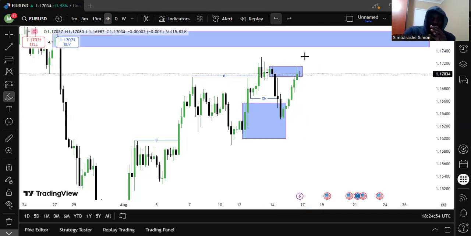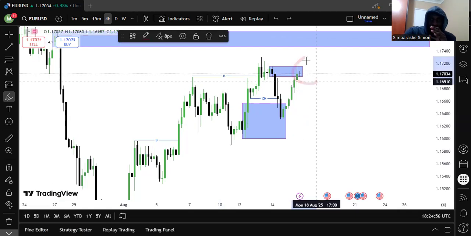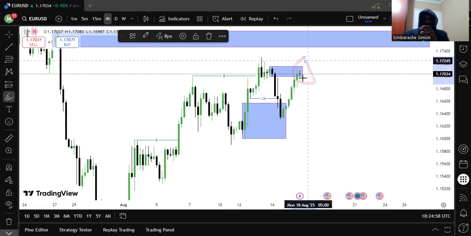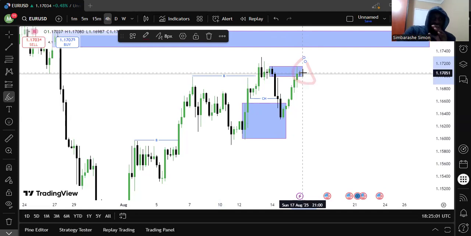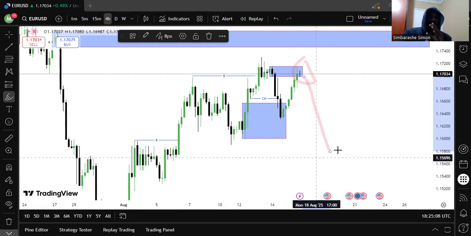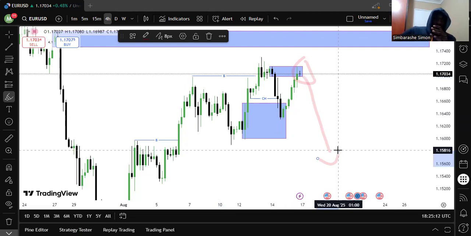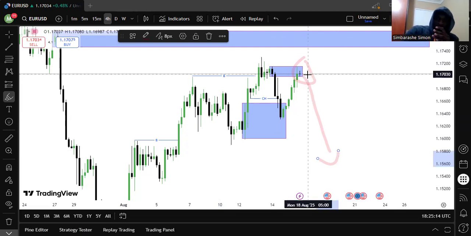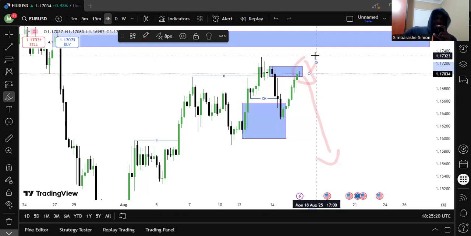Currently we're on a supply zone, on 4 hours. If I turn again to 15 minutes, and the market gives us a change of character down, that means the market is going to drop all the way down, guys. Simple. If it managed to break this supply zone, that means we are going bullish, and we are going to take that weekly high. Simple, guys. Perfect. You don't have to complicate things.